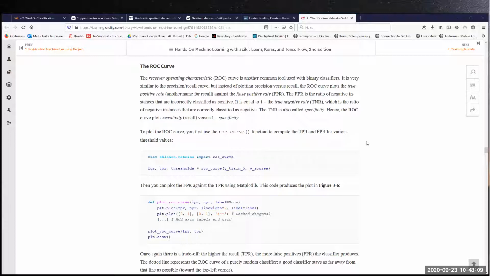One more curve is the ROC, or Receiver Operating Characteristic curve, which is also very common. I remember this from my hospital days also. I didn't understand it then. Now I think maybe I understand. So this ROC curve plots the true positive rate, another name for recall, against the false positive rate.